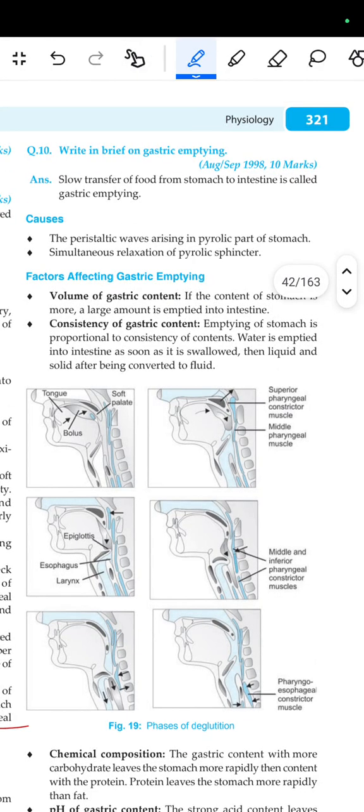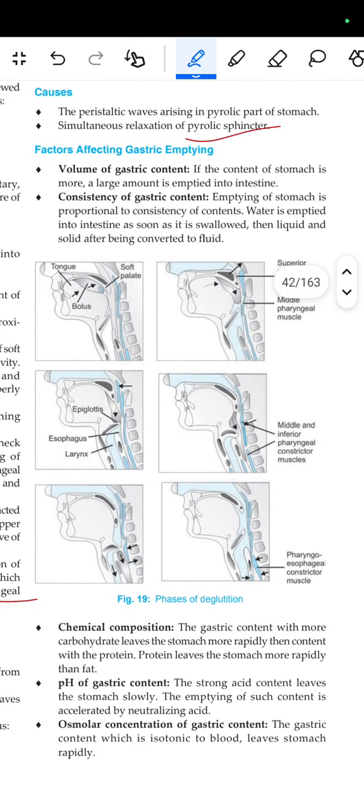Write in brief on gastric emptying. The slow transfer of food from the stomach to the intestine is called gastric emptying. It is caused by peristaltic waves arising in the pyloric part of the stomach with simultaneous relaxation of the pyloric sphincter. Next, the factors affecting gastric emptying.